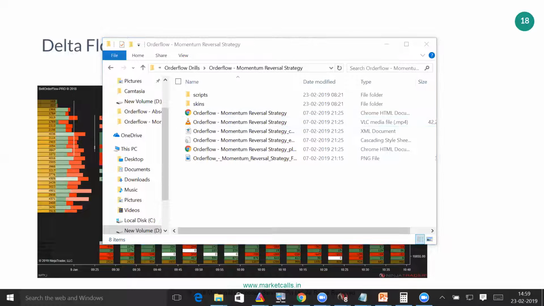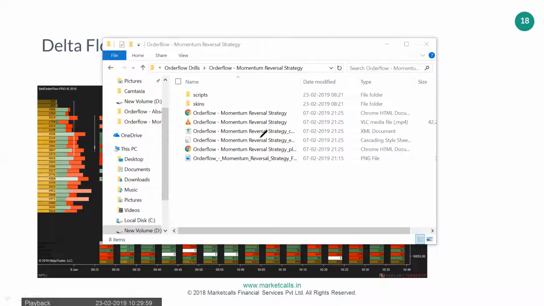Okay, so that's what the momentum reversal strategy is all about. We have looked into two strategies now. One of them is the momentum auction reversal strategy. Let's look at how it forms: it forms a big volatility candle.